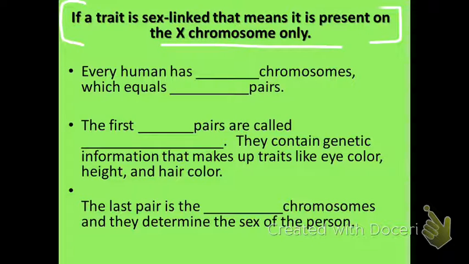So let's think back. We remember that every human has 46 chromosomes. We talked about this when we talked about meiosis. And so if we have 46 chromosomes, that's going to equal 23 pairs, okay? Remember, in those pairs, you have one chromosome from mom, one chromosome from dad. And those are homologous chromosomes, okay? That should ring a bell. So the first 22 pairs that we have of our chromosomes are called autosomes.